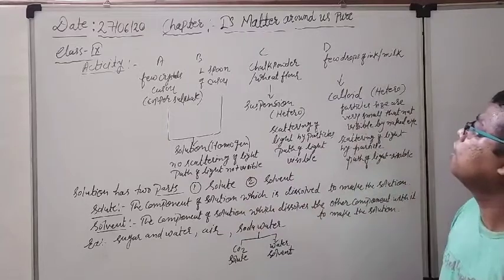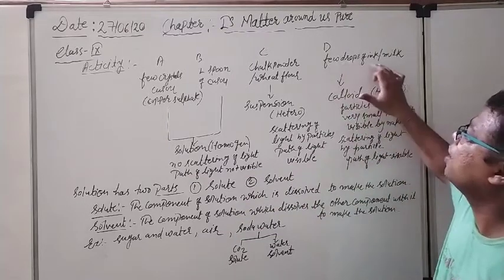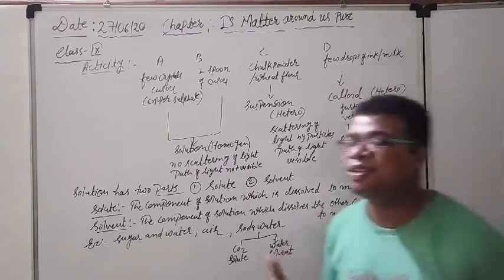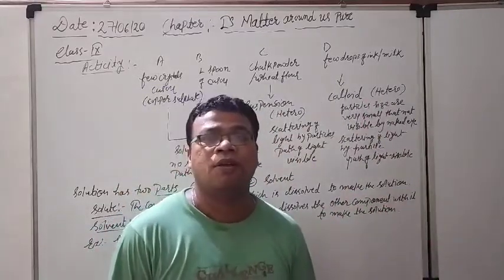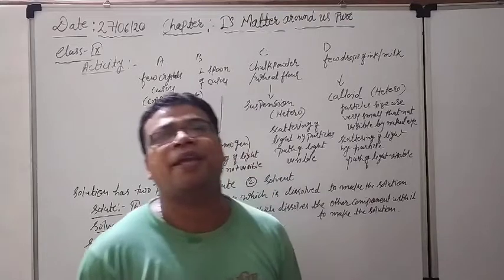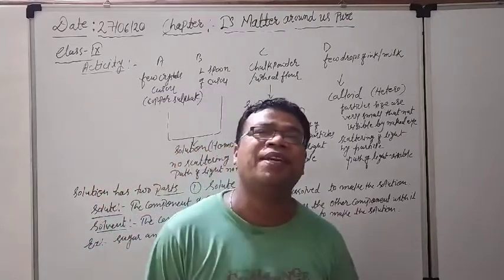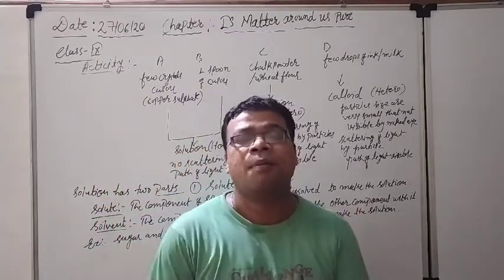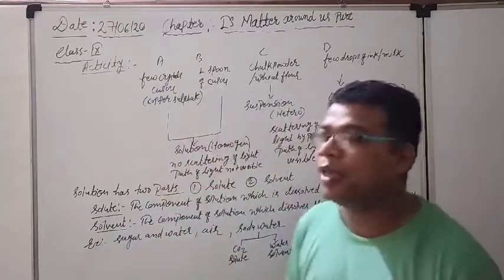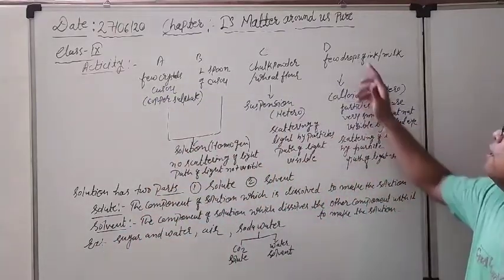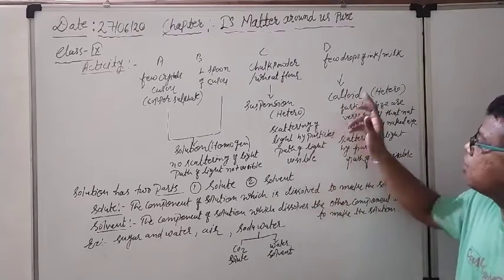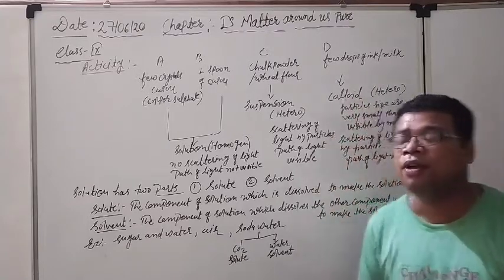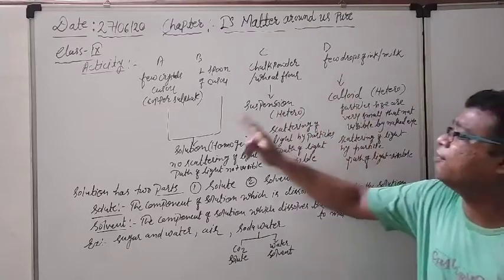What is the thing for group D? Actually, we are adding a few drops of ink or milk. Sometimes people might think that it is also a homogeneous mixture. The particles of the milk might seem evenly distributed with the particles of the water, but the case is not like that. Why? Because what they form is not a solution, it is a colloid.